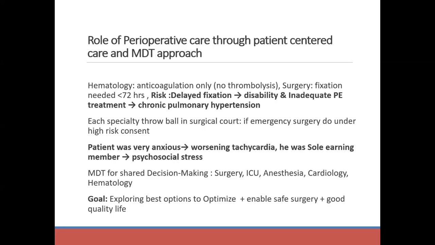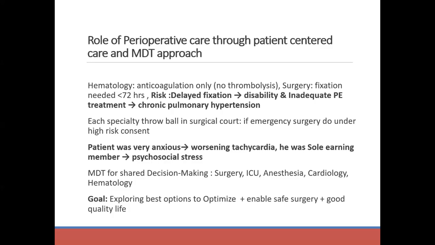And the surgeon said that I cannot delay the surgery more than 72 hours because the risk of disability is very, very high. So I, being an intensivist, was thinking that if I leave him like this, only with heparin infusion, he will end up in chronic pulmonary hypertension, and at last his RV will fail. So the point was not to delay his surgery for a few hours, stabilize, and then take him. That was not an answer.